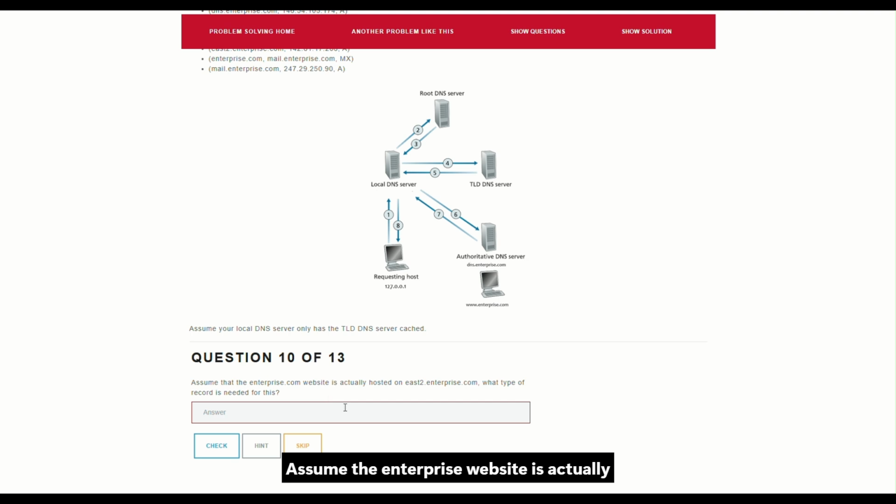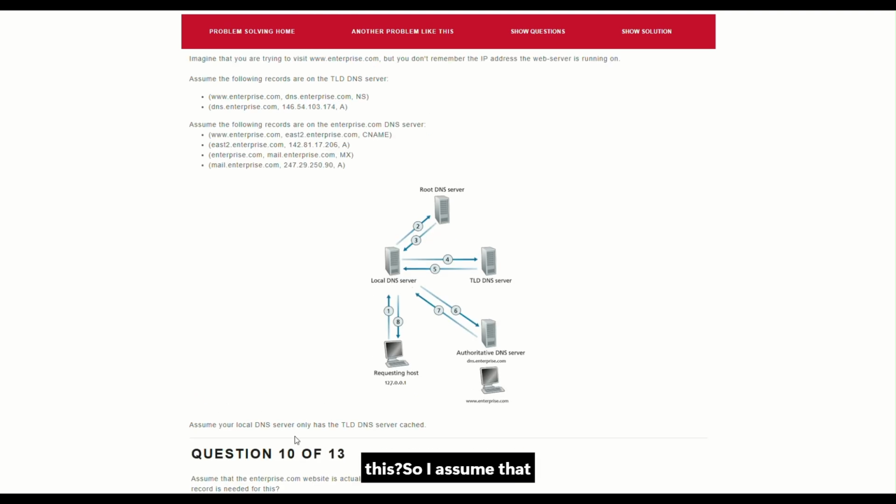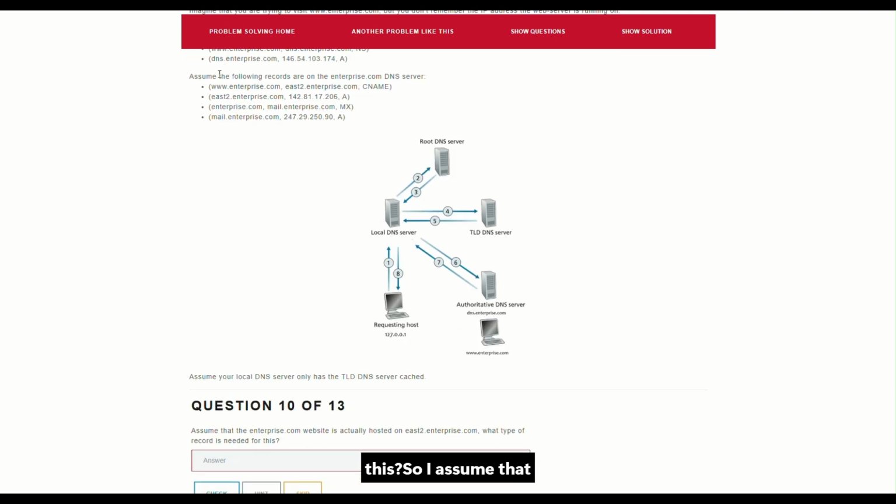Assume the enterprise website is actually hosted on the east2.enterprise.com. What kind of record is needed for this? So assume that the enterprise.com website, so here, is hosted on here, right? What type of record is needed for this? And it is the CNAME. Because you see here, this is the value.